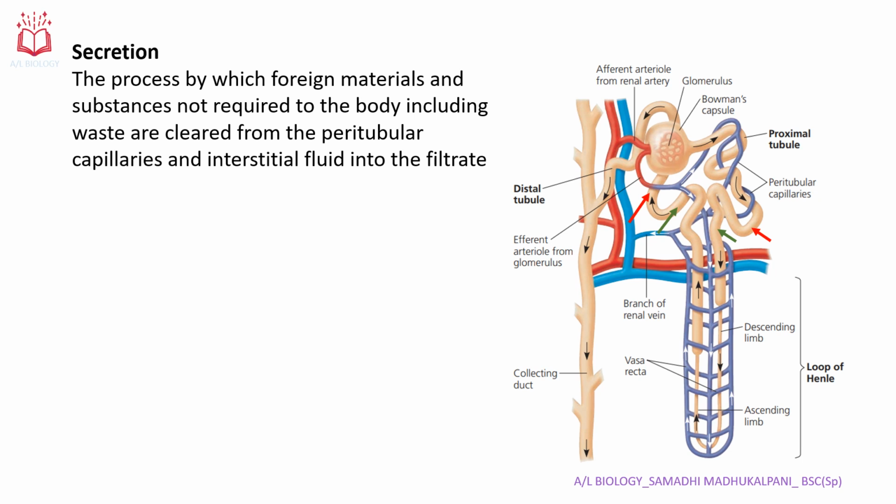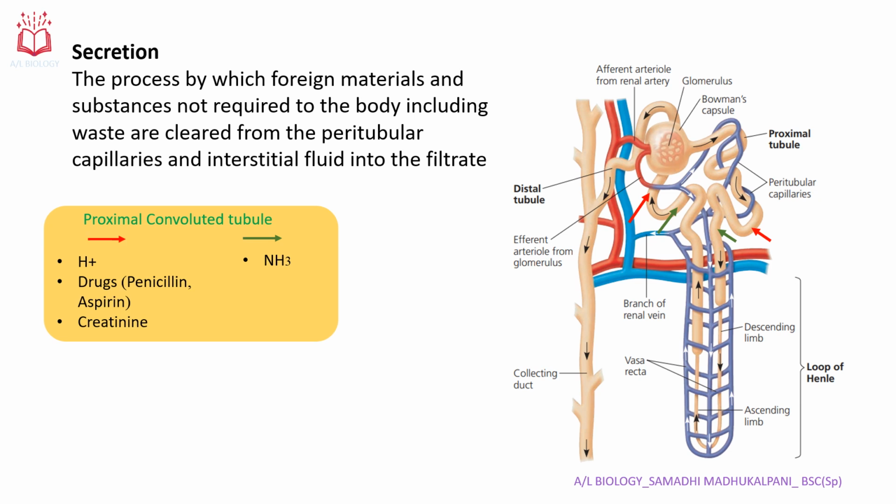In the proximal convoluted tubule, hydrogen ions, drugs such as penicillin and aspirin, and creatinine are actively secreted, and ammonia is passively secreted. Tubular secretion of H+ and ammonia are important to maintain the normal pH in the blood. In the distal convoluted tubule, hydrogen ions and potassium ions are actively secreted.